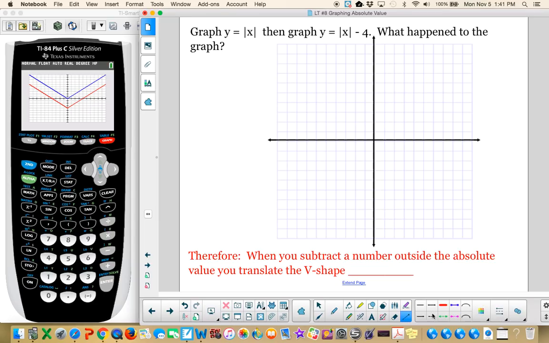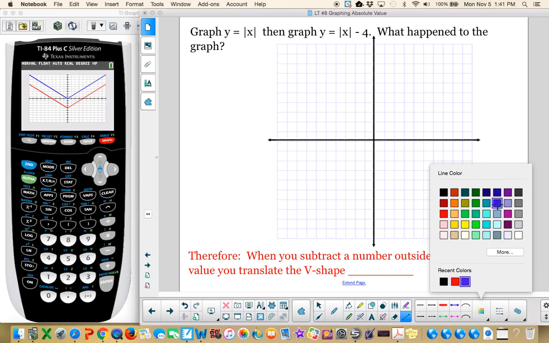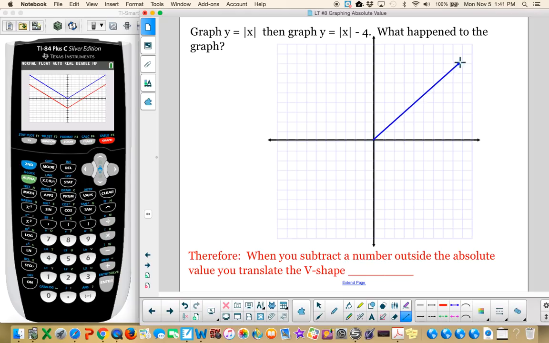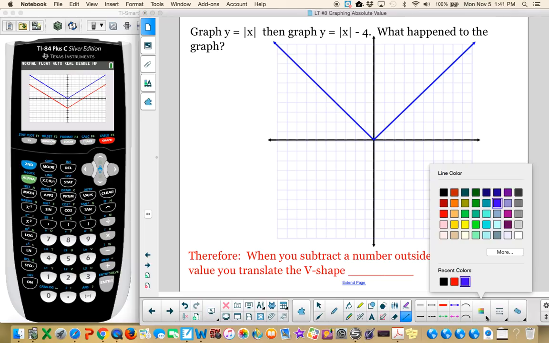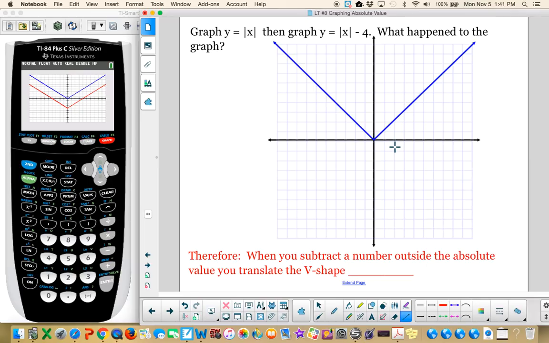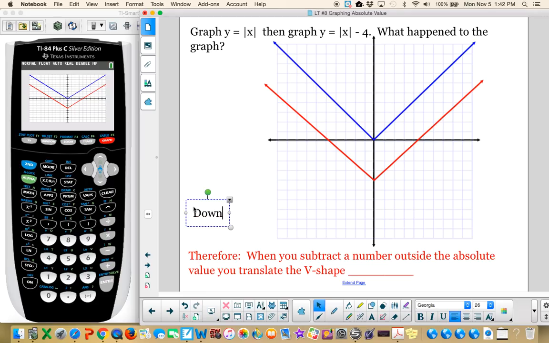So in graphing these two, we have our parent function, the blue one, is this one, our absolute value function. And then we have the new function, minus 4 on the outside, translated down 1, 2, 3, 4. Translated down the graph 4. Therefore, when you subtract a number outside the absolute value, you translate the V shape down. Oops, almost put downer because I'm used to always typing downer. Okay.